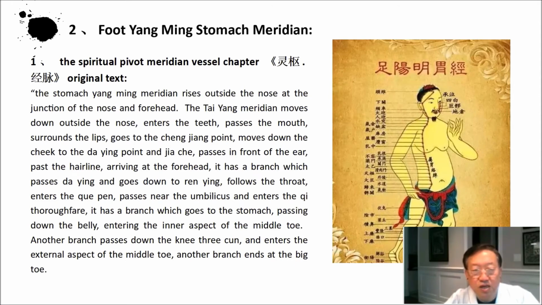It has a branch which passes the Da Ying and goes down to the Ren Ying, following the throat, enters the Chui Pen, passes near the umbilicus, and enters the Qi thoroughfare. It has a branch which goes to the stomach, passing down the belly, entering the inner aspect of the middle toe. Another branch passes down the knee, 3 Cun, and enters the external aspect of the middle toe. Another branch ends at the big toe.